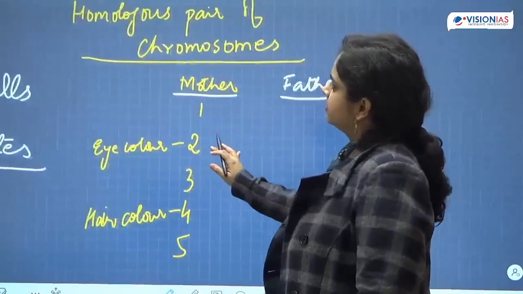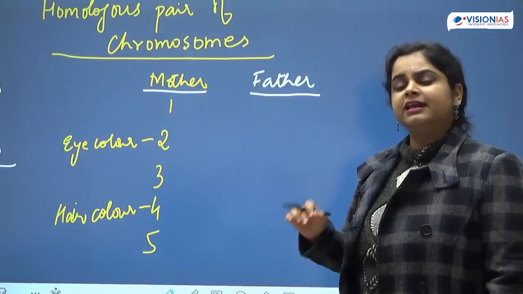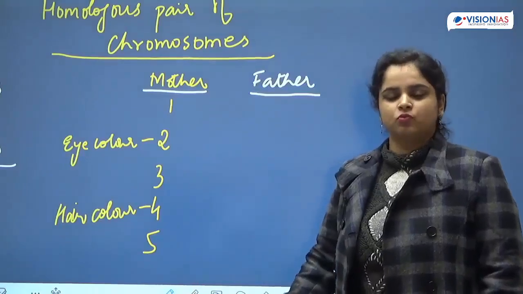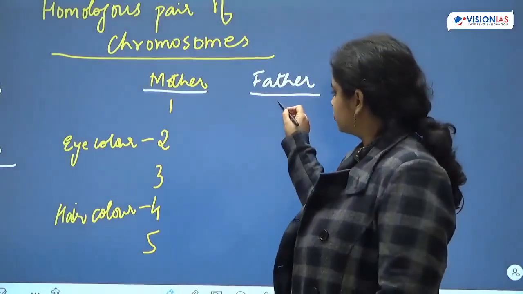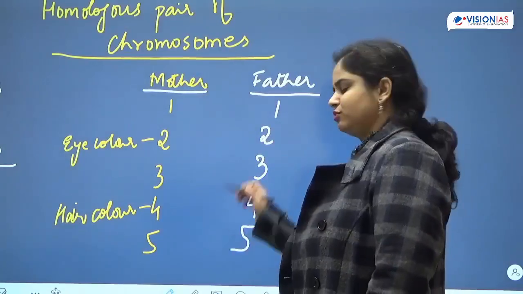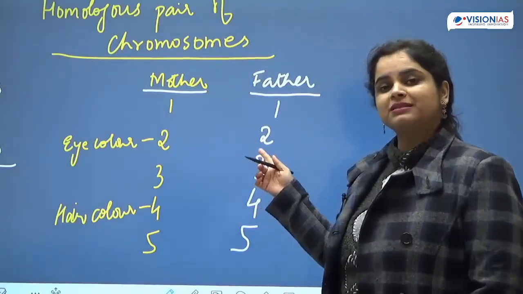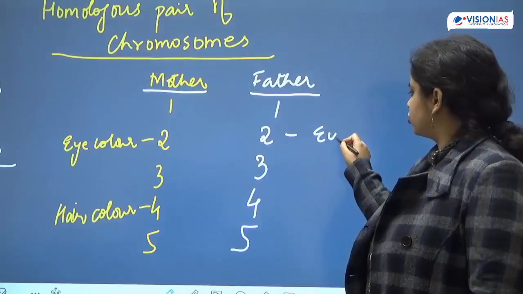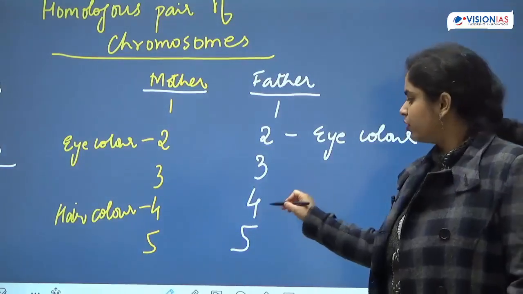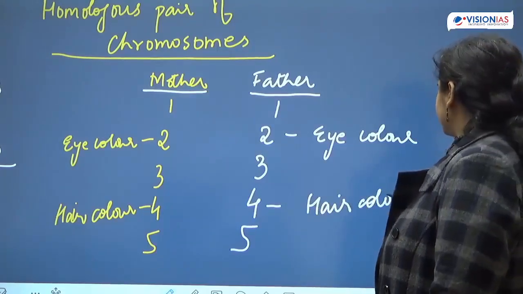The father also gives you 23 chromosomes. These 23 would be the same chromosomes. What do I mean by the same chromosomes? That means chromosome number 1, 2, 3, 4 and 5 and so on. When I say same, that means chromosome number 2 will be similar in structure. It will also have the eye color gene. Chromosome number 4 will also be similar in structure and will hold the gene for hair color.